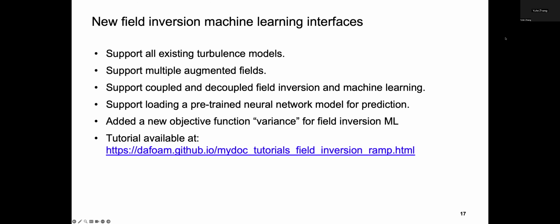Yeah, so I use two approaches. The first one is to use a transition model for field inversion, and the other one is to do field inversion for a turbulence model. Great, thanks. Thanks for confirming this.